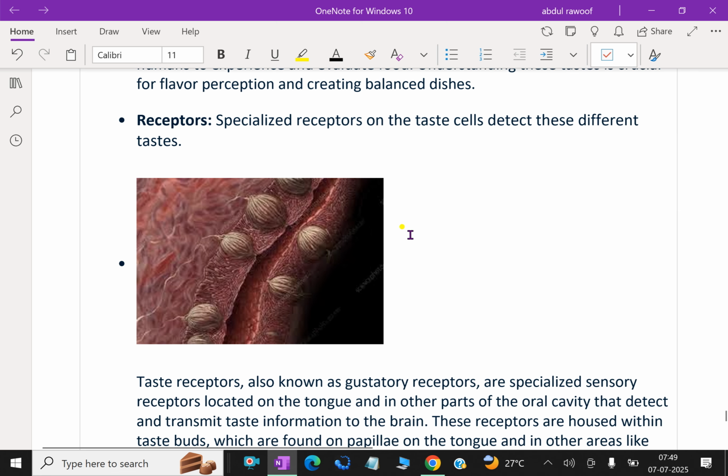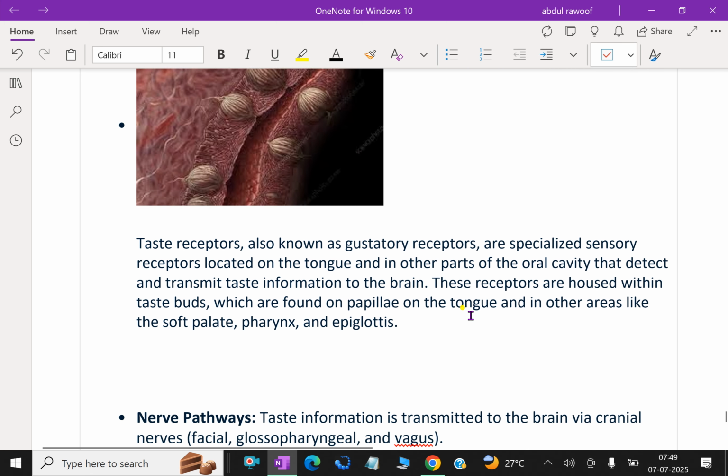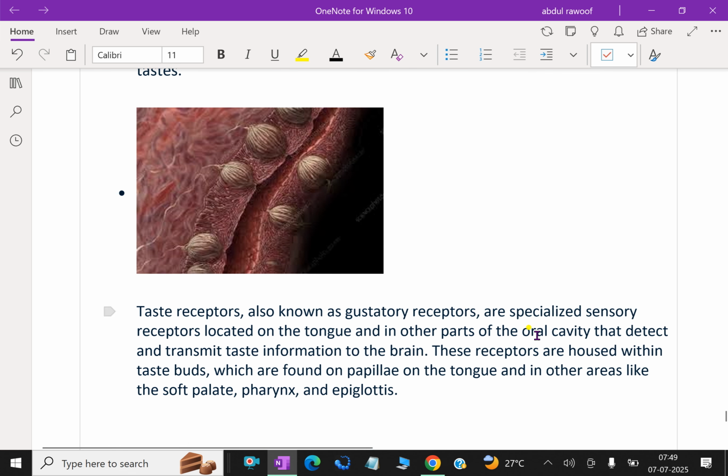Receptors. Specialized receptors on the taste cells detect these different tastes. Taste receptors, also known as gustatory receptors, are specialized sensory receptors located on the tongue and in other parts of the oral cavity that detect and transmit taste information to the brain. These receptors are housed within taste buds, which are found on papillae on the tongue and in other areas like the soft palate, pharynx, and epiglottis.